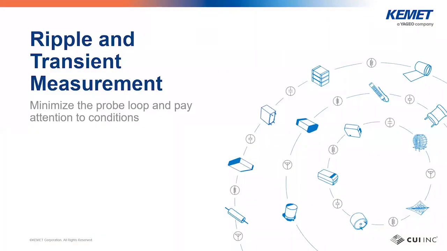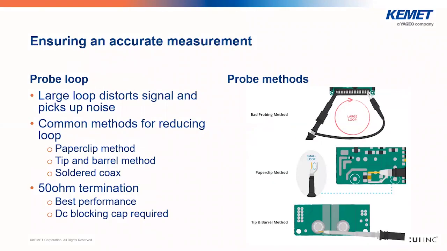So last, we're going to talk about how to measure ripple and transient response. Without being able to accurately measure, you won't know if you're meeting your requirements or not. We've talked a lot about parasitics, especially inductances, and how they cause noise and other detrimental effects, and with probing it's no different. In order to get an accurate measurement, the inductance created by the probe needs to be minimized, and this means ensuring a small loop.